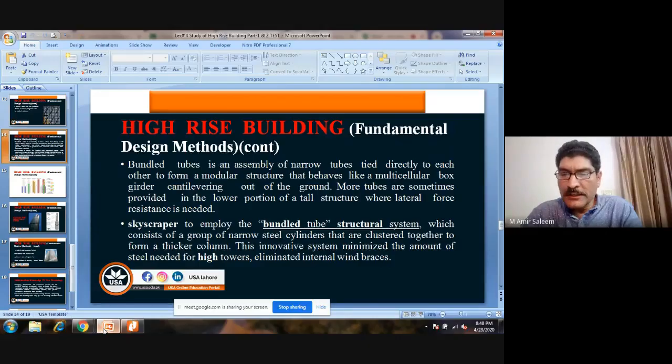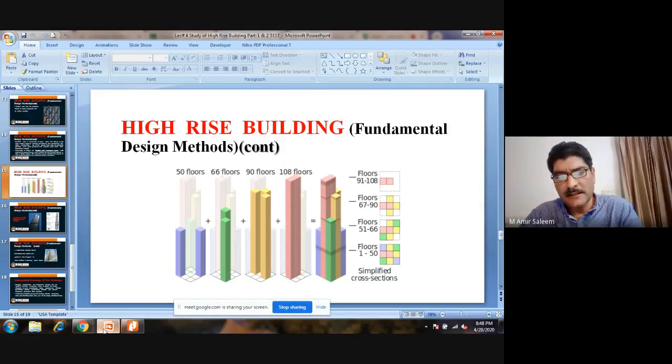They are used, as I discussed, in steel structures, and they make a cluster of different tubes. This system basically minimizes the steel needed for the high-rise tower and eliminates internal wind braces. So it's very important. In the next slide, you will get a clear understanding.